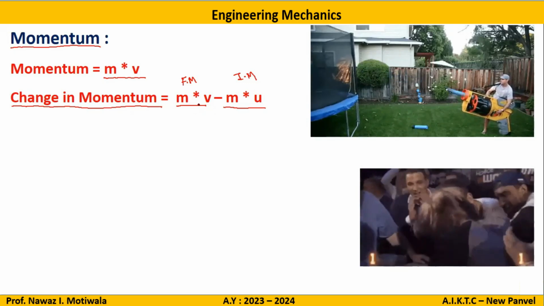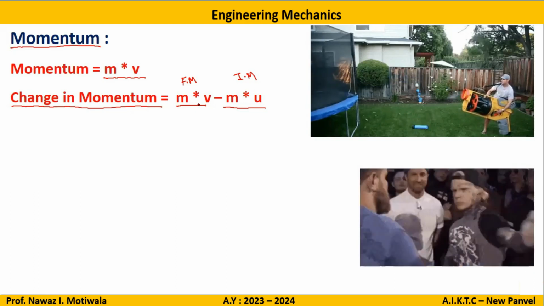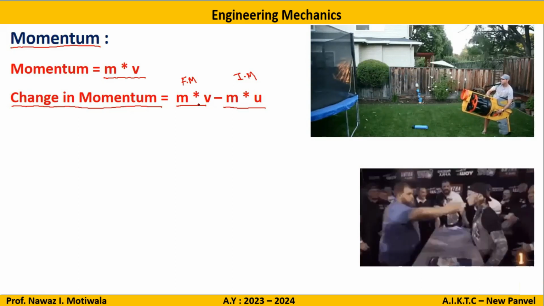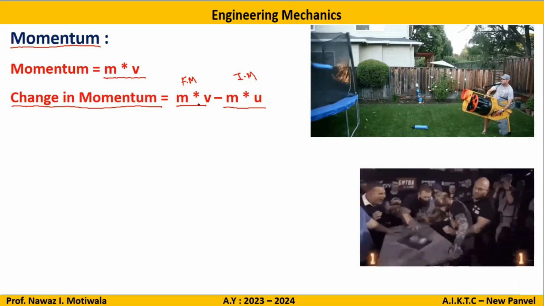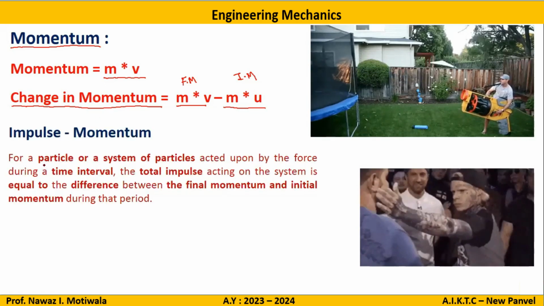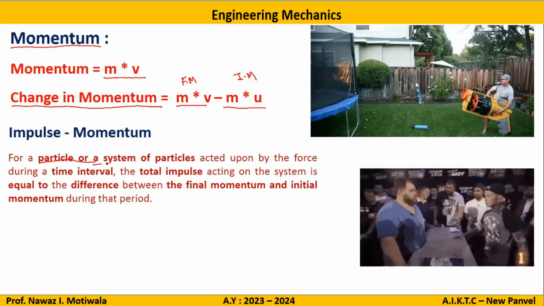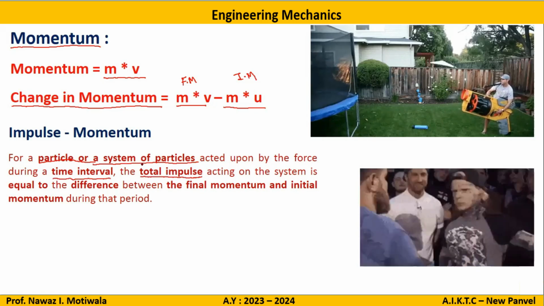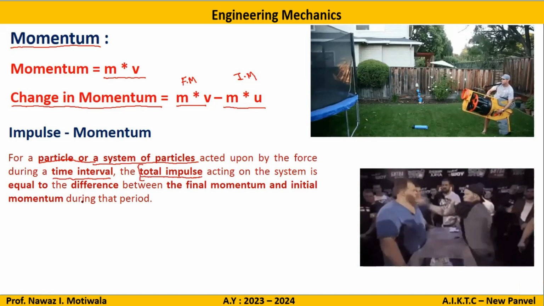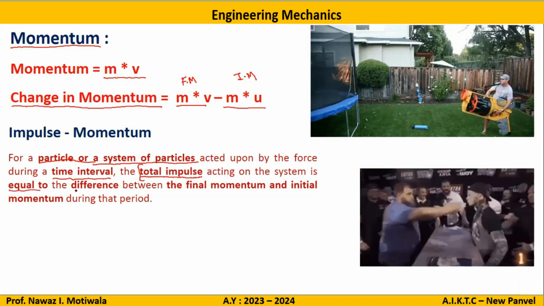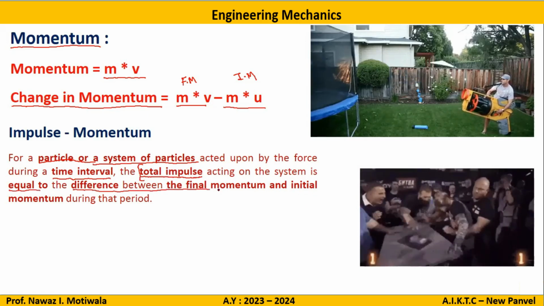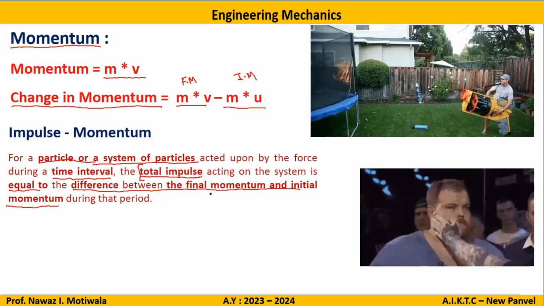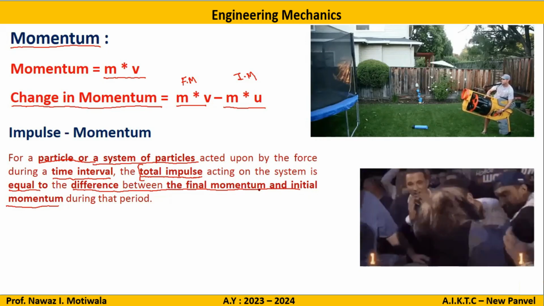So now we have seen what is impulse, and also we have seen what is momentum. Now, as we have seen in the work energy principle, there was some relation between work and energy. So there should be, or there is, some relation between impulse and momentum. So let us see what is that relation. It is given that for a particle or a system of particles acted upon by a force during a time interval, the total impulse acting on the system is equal to the difference between the final momentum and the initial momentum. That means I can say that impulse is nothing but the difference of final momentum and initial momentum.